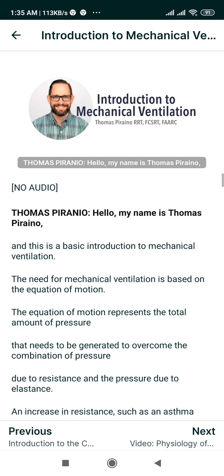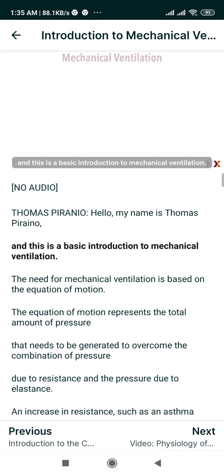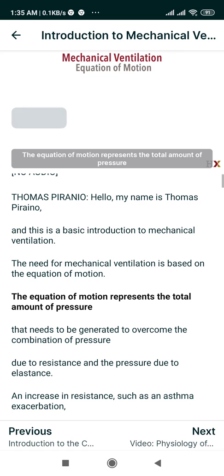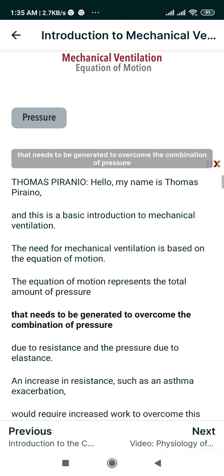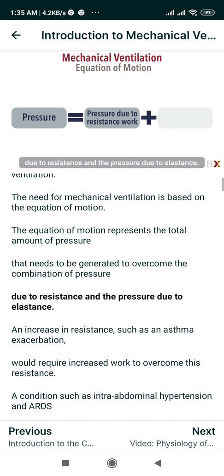Hello, my name is Thomas Pereno, and this is a basic introduction to mechanical ventilation. The need for mechanical ventilation is based on the equation of motion. The equation of motion represents the total amount of pressure that needs to be generated to overcome the combination of pressure due to resistance and the pressure due to elastance.